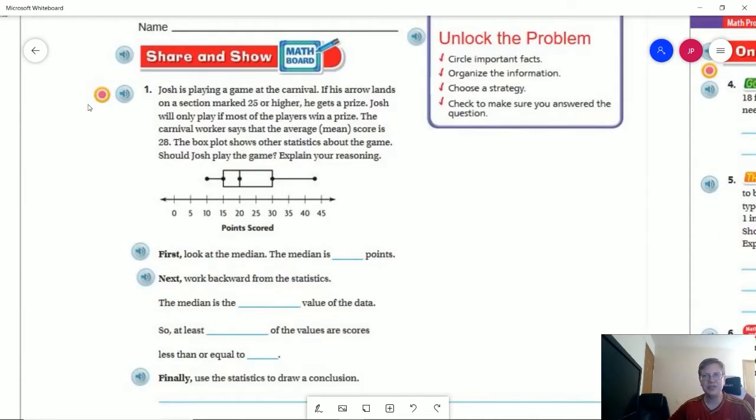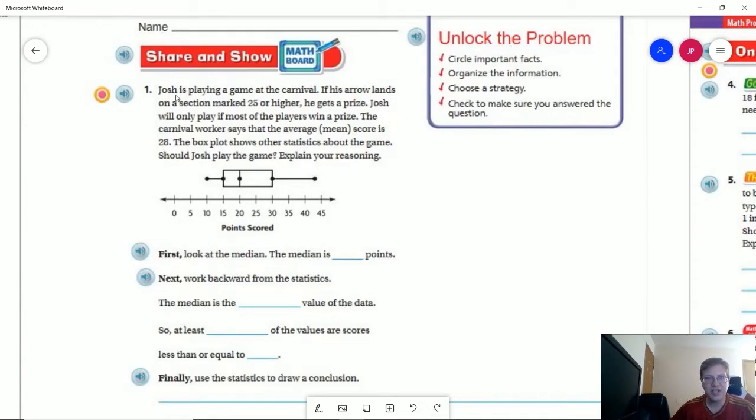Now let's go ahead and look at our share and show. And what they suggest is to go ahead and circle important facts, get the organization for the information. Now, for instance, number 1, we are going to have that organized by the kind of follow-up questions or statements that they want us to fill in. Then we're going to choose a strategy for how we are going to represent everything and check to make sure that we answered all the parts of the question.